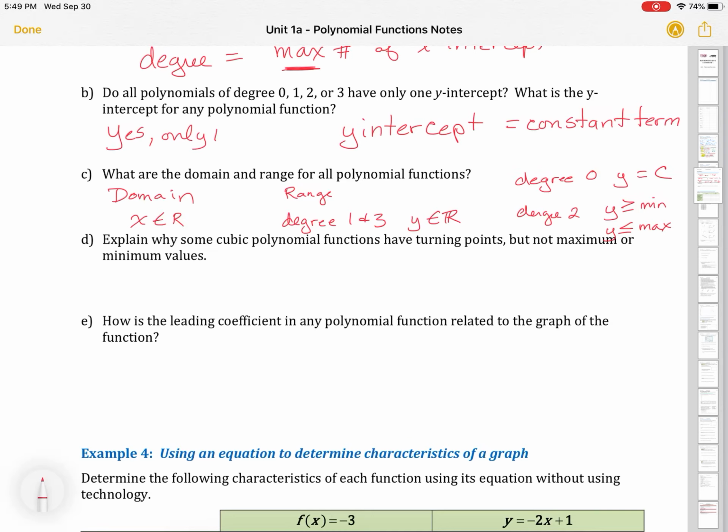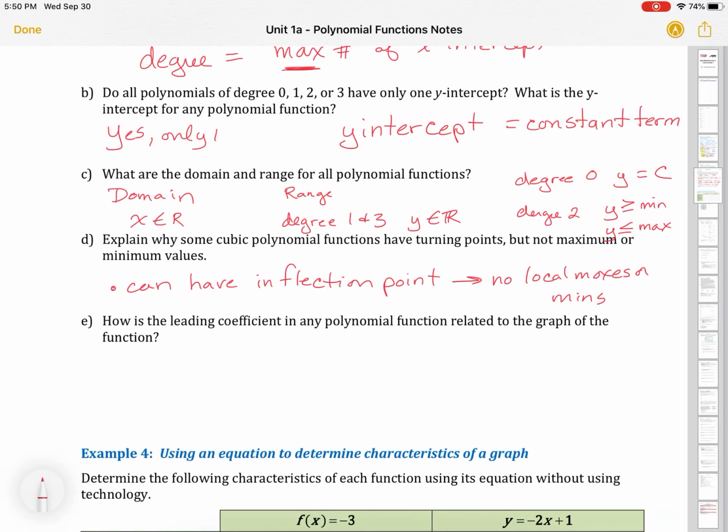Explain why some cubic polynomial functions have turning points but not maximum or minimum values. Well, they can have inflection points. So those that have inflection points, they have no local maxes or mins. And that's because the formula has kind of smoothed the curve out a bit, just with the other parts of that formula. So it's kind of made it less steep, so to speak, and less shallow. Like it's just kind of smoothed it out.